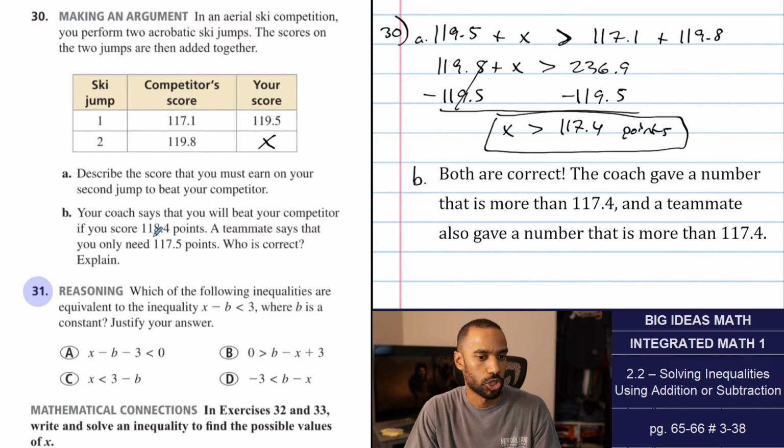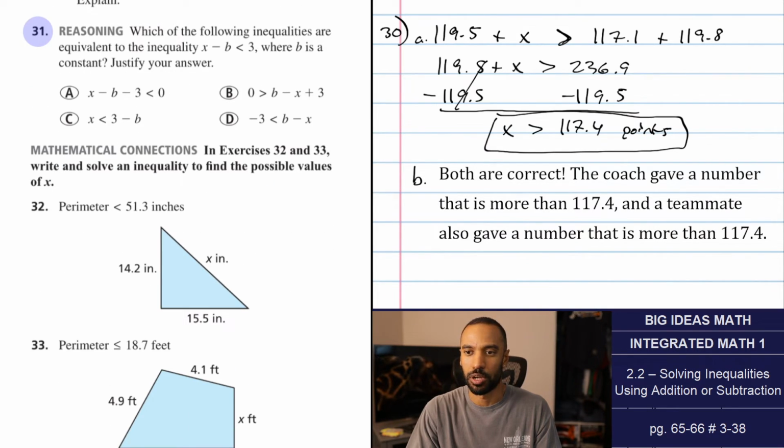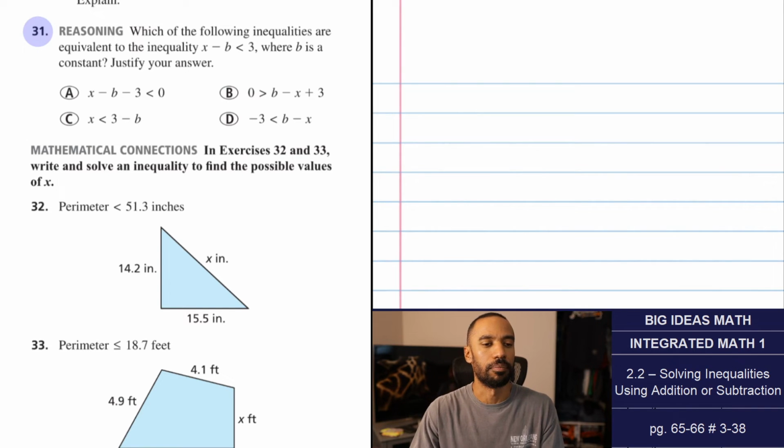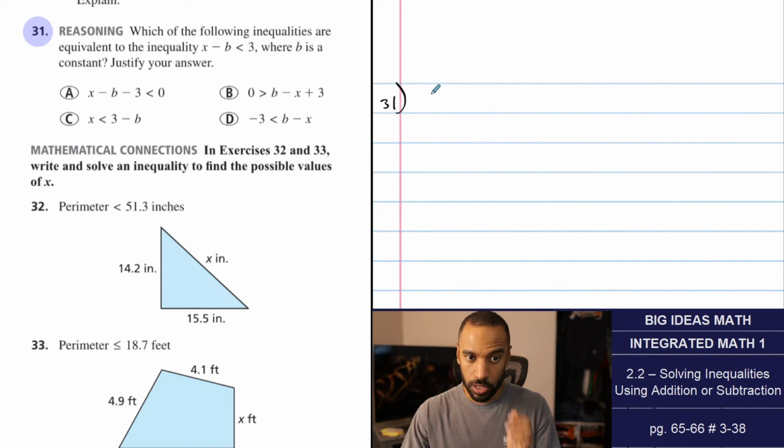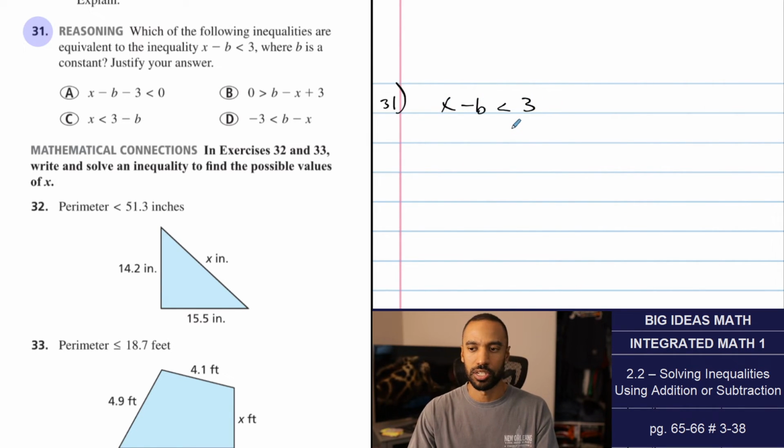You'll beat your competitor. True. You only need this many. True. All right. Sorry, I kept the circle on number 31 here as I was doing that. Number 31, on reasoning. Which of the following inequalities are equivalent to the inequality x minus b is less than 3, where b is a constant? Justify your answer. This reminds me a bit more of what we do in the chapter test stuff. As long as these things hold up, we're good.